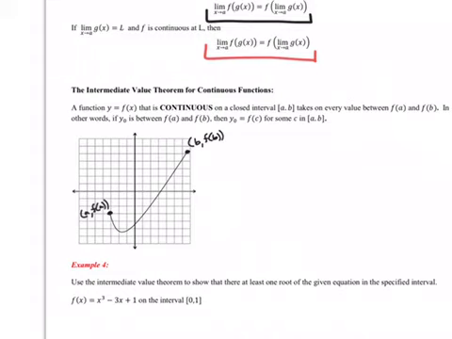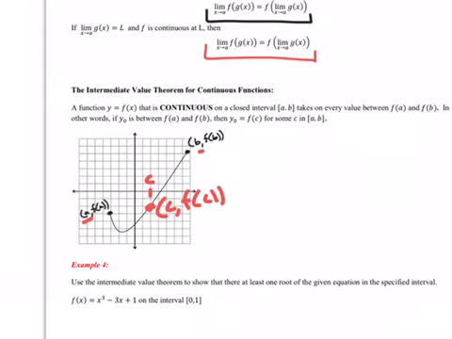All that means is that if I pick some x value c between a and b, then its output value right here must be between f of a and f of b. There must exist at least one value, f of c, such that it's between f of a and f of b.